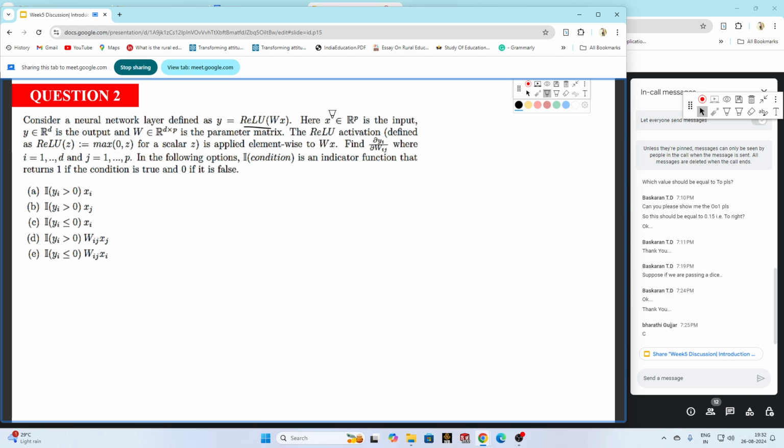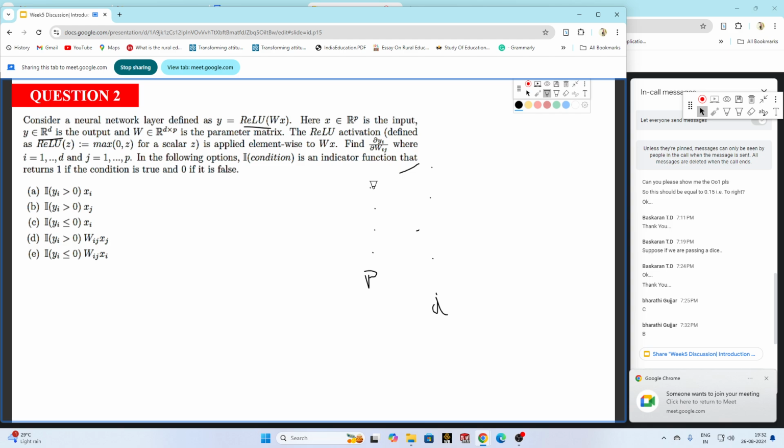Here x belongs to R^p, that means we have p neurons in our input layer. And we have output layer and input layer only, no hidden layer, right? So the output y belongs to R^d, that means we have d neurons in the output layer. Now W will be the weights. This will be connected to this, similarly like that. So these are weights in between our input layer and output layer.